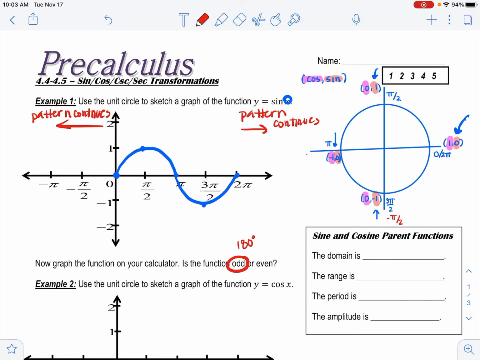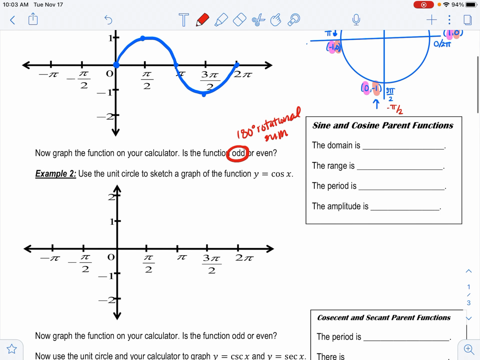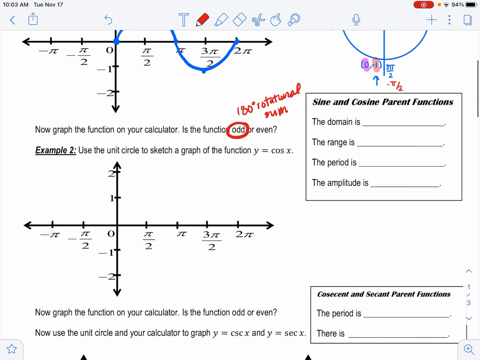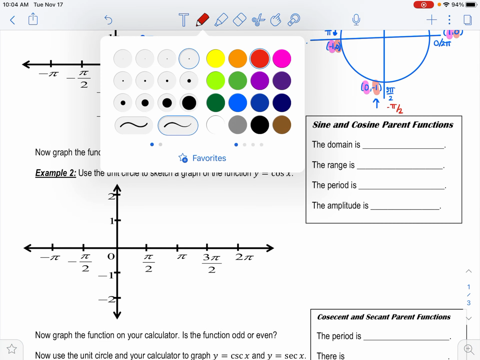And the reason why is because it has 180 degree rotational symmetry, or symmetry about the origin. Okay, so this sine cosine parent functions box, we're going to fill in that last because it says sine and cosine. We haven't done cosine yet.